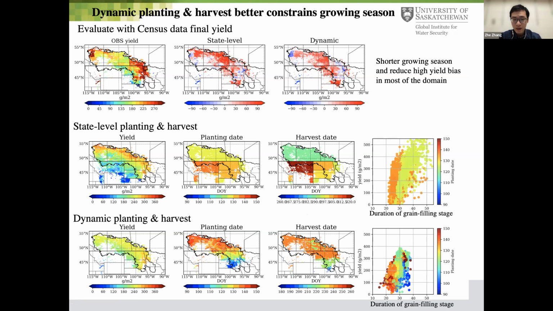And finally, if we constrain the growing season by a more dynamic or a reasonable amount of the growing season, the final yield will be, of course, shorter.